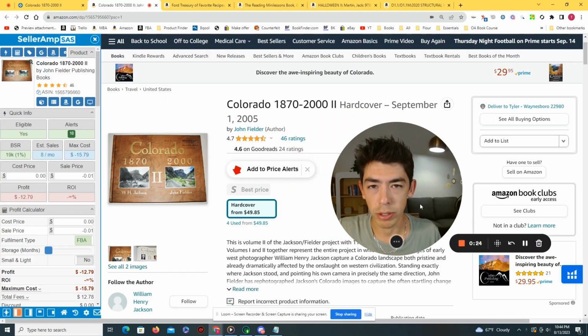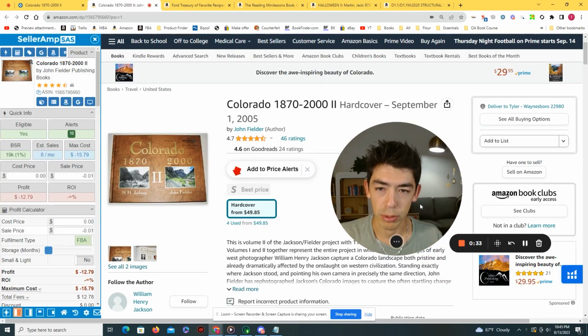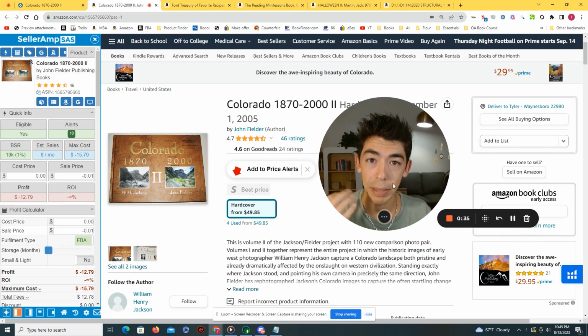So we're over here on the first book, and the first tip for you is going to be how to identify the baseline value of a book. In other words, how do you determine what a book is actually worth? So I'm going to give you 5 or 6 examples here of different books, and we're going to figure out what the baseline value is.